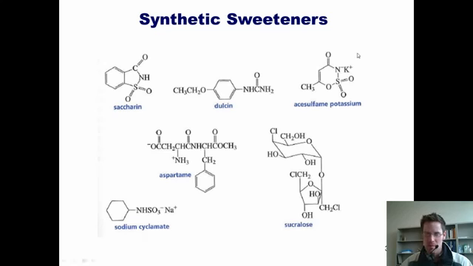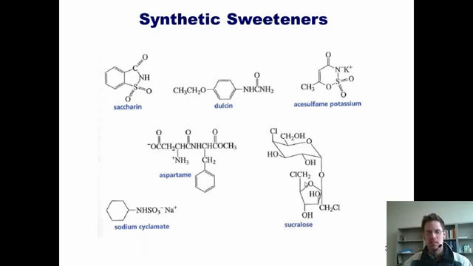Now, acesulfame potassium right here was approved in 1988. It's about 200 times sweeter than glucose, has less aftertaste than saccharin, and is more stable than NutraSweet at high temperatures. Now, sucralose down here, which is also known as Splenda, among other names, is 600 times sweeter than glucose, and was just approved back in 1991. It maintains sweetness after longer storage periods and can be used at high baking temperatures.